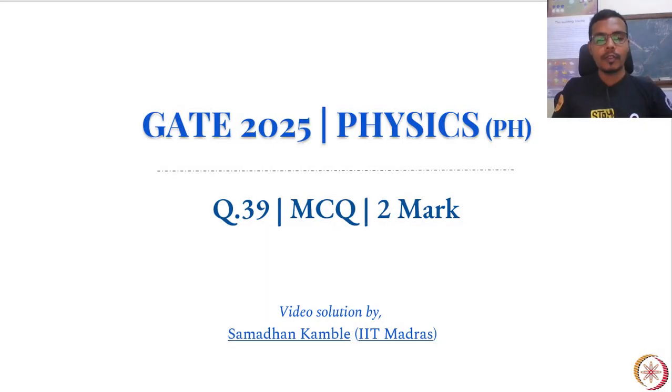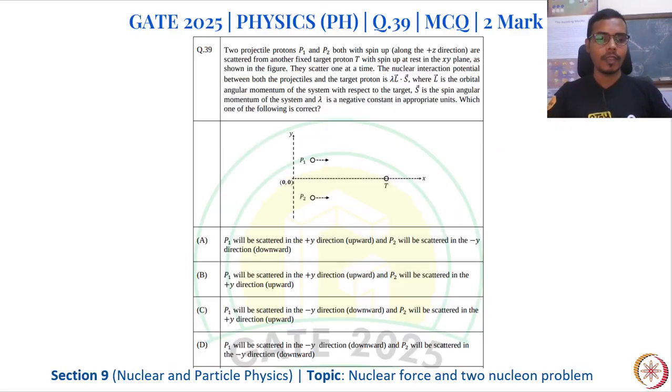Hello everyone. Today we are looking at question number 39 from the GATE 2025 physics paper. This is a 2-mark question that beautifully combines concepts from nuclear physics and classical mechanics. It asks us to predict the scattering direction of two projectile protons based on a specific nuclear interaction potential involving spin orbit coupling. This problem tests your ability to translate a mathematical potential into physical trajectories.